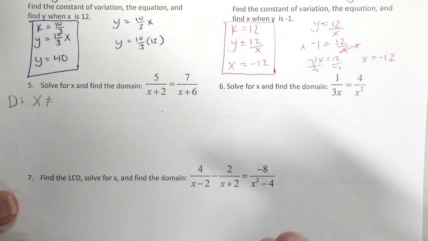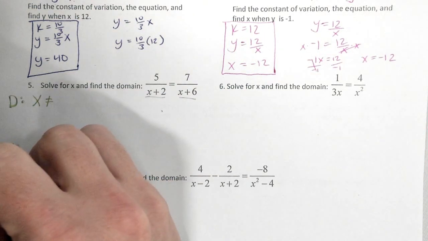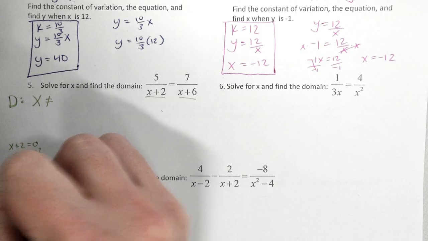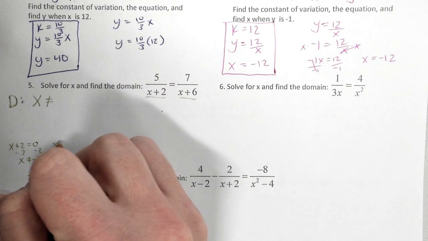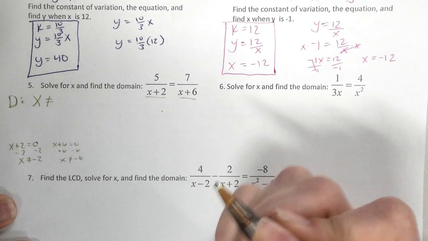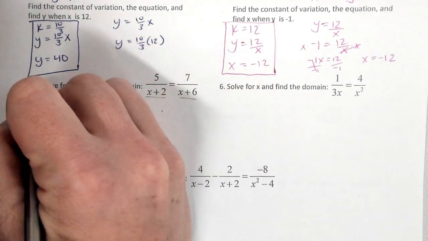So if you struggle with finding domain, you can literally take the 2 factors and set them equal to 0. Well, x plus 2 equals 0, so minus 2 minus 2, x cannot equal negative 2, because that would make your denominator equal 0. And then x plus 6, so minus 6 minus 6, so x also cannot equal negative 6. And we write it least to greatest, so negative 6 comma negative 2. There is your domain.